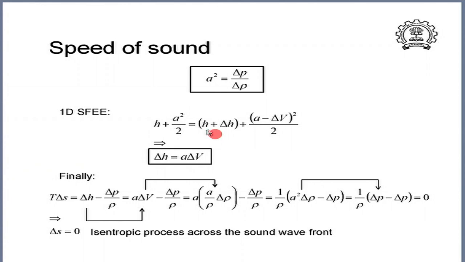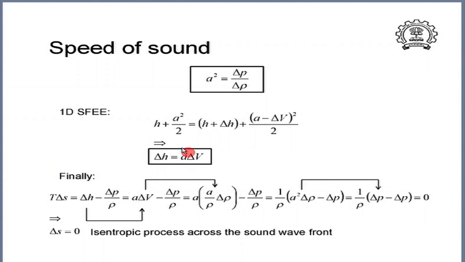So h plus v squared over 2 is equal to the enthalpy behind the wave front plus the square of the velocity behind the wave divided by 2. Again, in exactly the same manner as we simplified, although I didn't show the details, you can go ahead and simplify this expression also, getting rid of the higher order terms which will involve delta v squared, etc. An intermediate result that you can obtain from the simplification of the 1D steady flow energy equation is that the change in the enthalpy across this sound wave front is simply going to be equal to the speed with which it is moving, a, times the change in the velocity delta v. So this is something that comes up as a result of simplification from here.